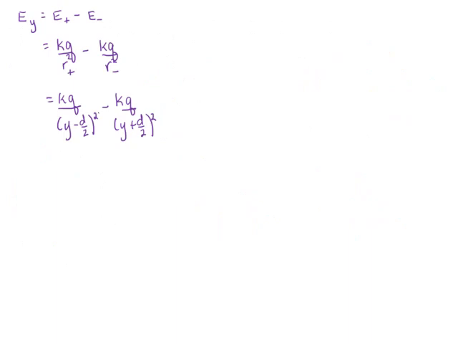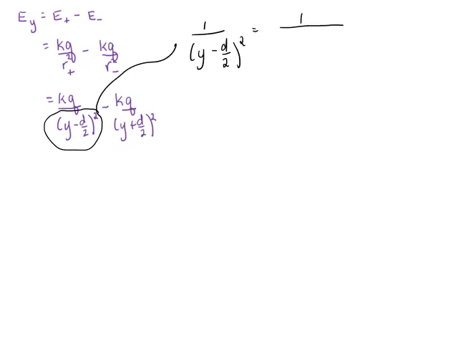So let's get going on figuring this out, and let's focus in on this term first. So 1 over y minus d over 2 squared is equal to 1 over, I'm going to do a trick my first year math prof told me, which is that you can always multiply by 1.